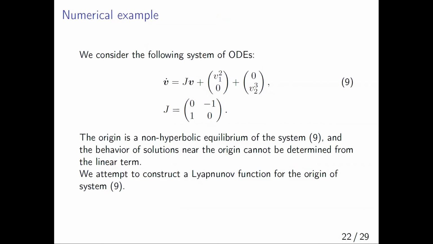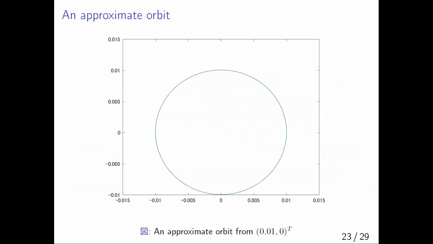We show a numerical example. We consider the following system of ODEs. The origin is a non-hyperbolic equilibrium of system 9, and the behavior of solutions near the origin cannot be determined from the linear term. We attempt to construct the Lyapunov function for the origin of system 9. This figure illustrates an approximate solution of it. We cannot determine the behavior of solutions from approximate calculation.